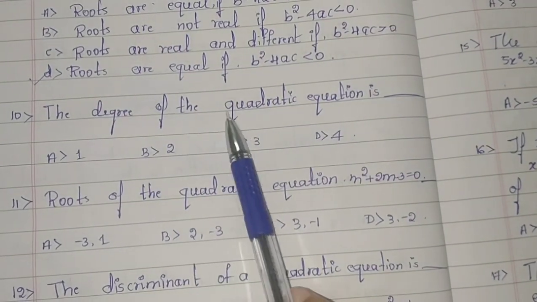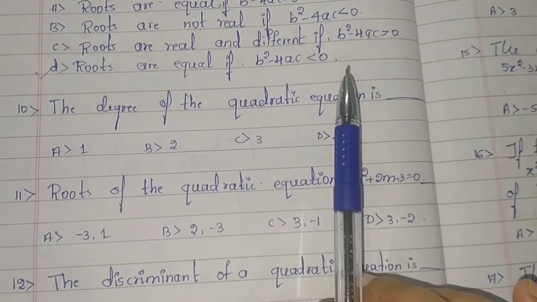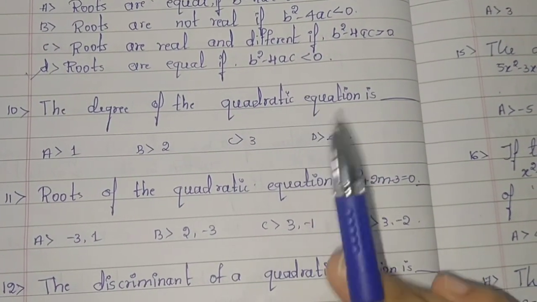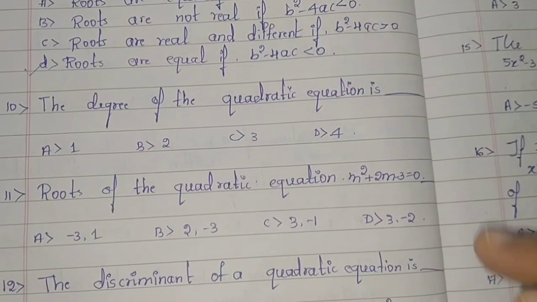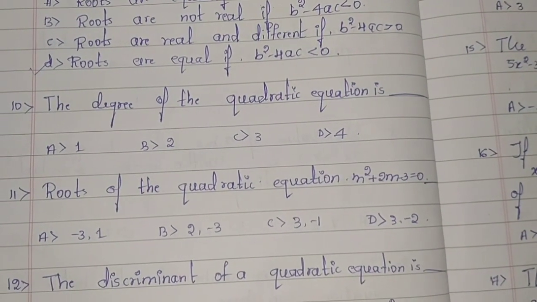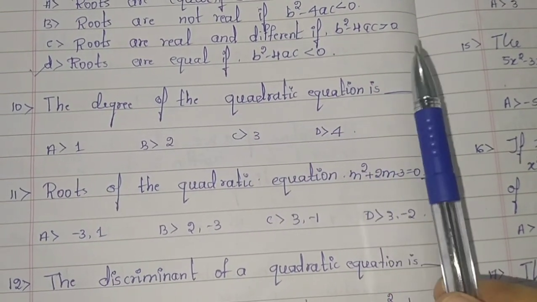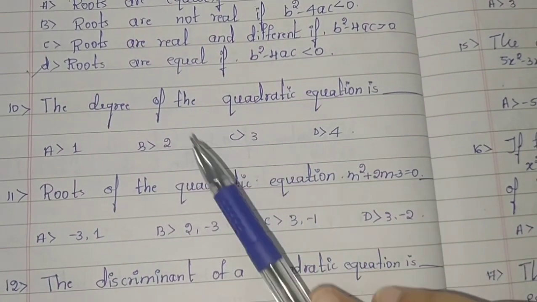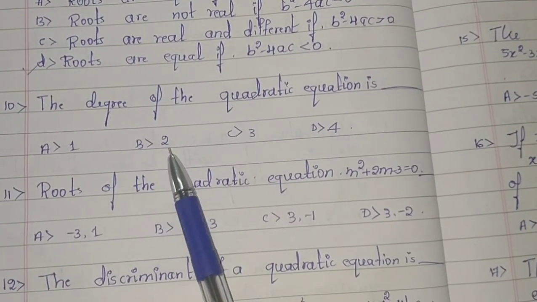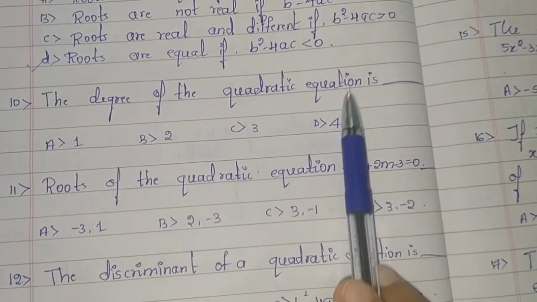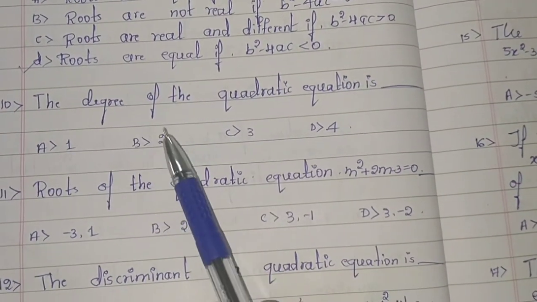The degree of the quadratic equation is dash. Okay. So now already we have studied how many maximum roots the quadratic equation has, right? So only 2 roots we have studied. So here quadratic equation in the sense, you know, right, the degree should be 2. Okay. So now here the degree means what? The highest power of the equation. Highest power you should see in the given equation, and that is the degree.